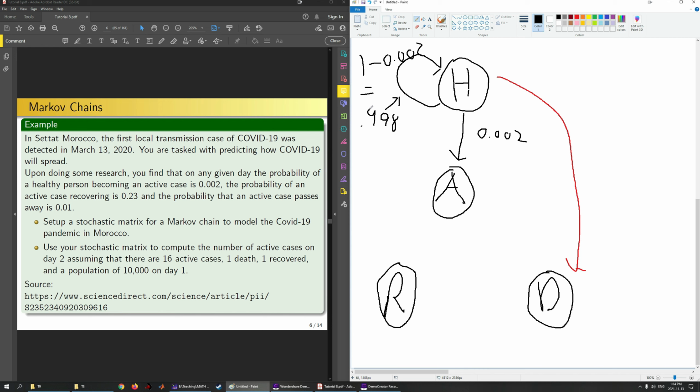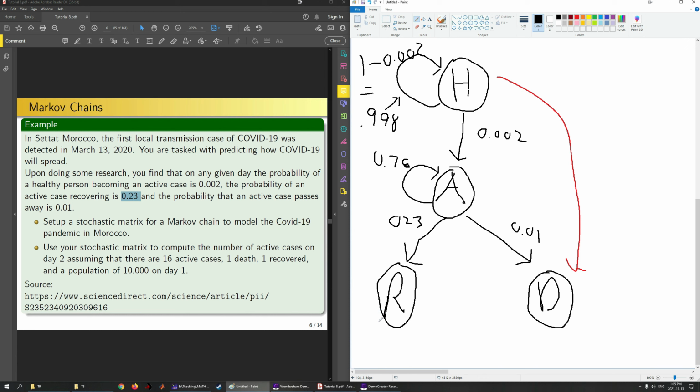Okay, so beyond here, let's look at affected. If I have COVID, I could recover, and I know what the probability of that is. It's just this 0.23. I could pass away, and I know that probability is 0.01, or I could stay an active case, so 0.76, simply 1 minus this number minus that number.